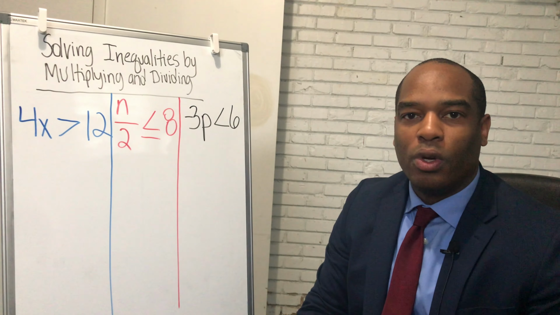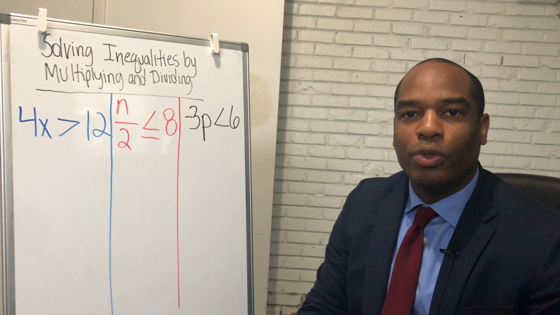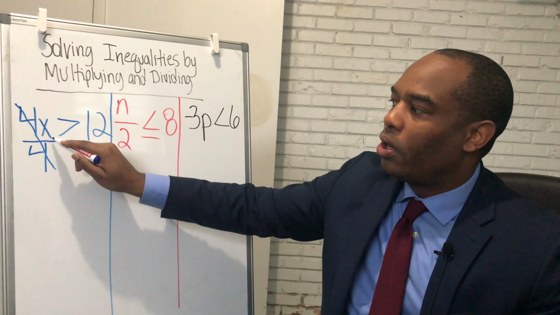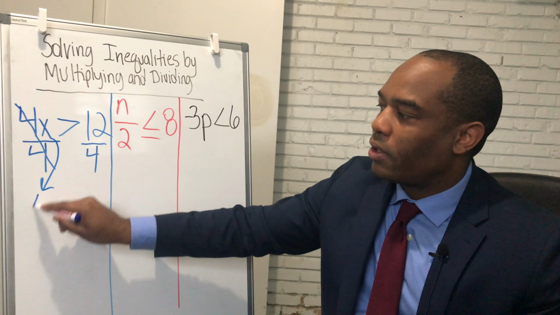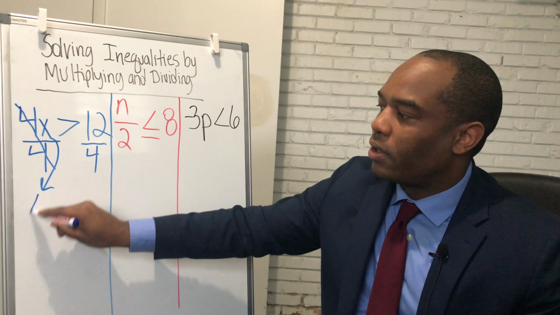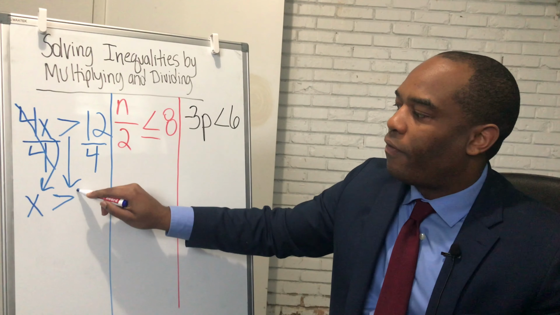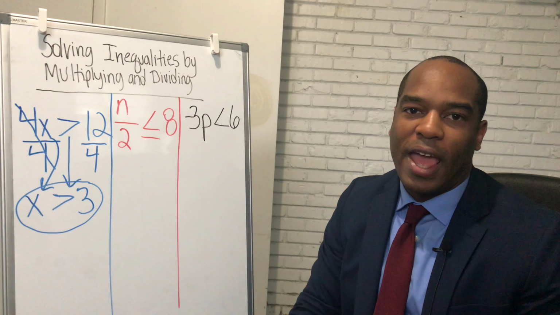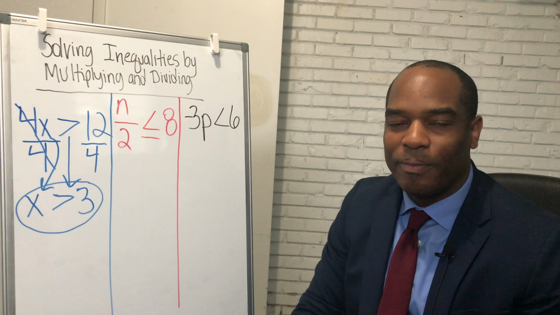To solve, we'll do the inverse of 4x and divide by 4. I'll divide by 4 on this side and then divide by 4 on the other side. Next, I'll cancel out the 4's, bring down the x, bring down my inequality, and 12 divided by 4 is 3. There's the solution. X is greater than 3.